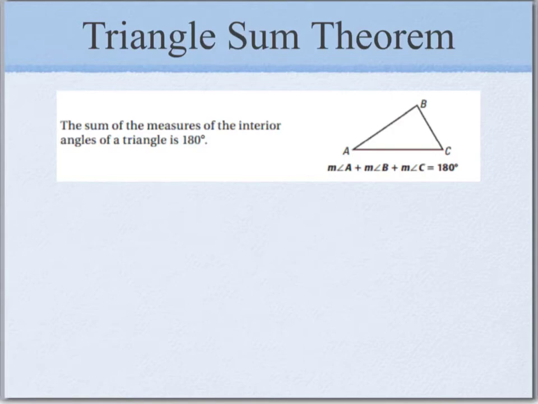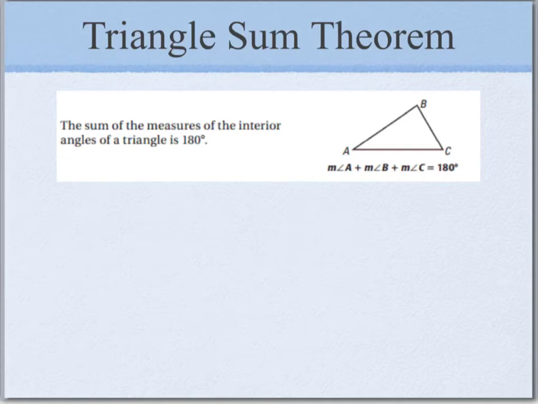This theorem is pretty simple. It simply says that the sum of the measures of the interior angles, in this case angle A, angle B, and angle C, the sum of the interior angles of a triangle is 180 degrees. So if you were to add up all three of those angles, you would get 180 degrees.